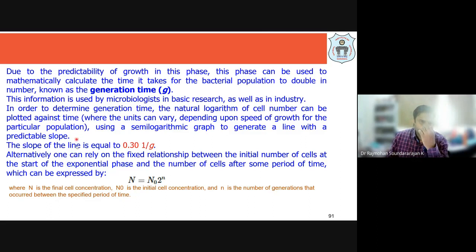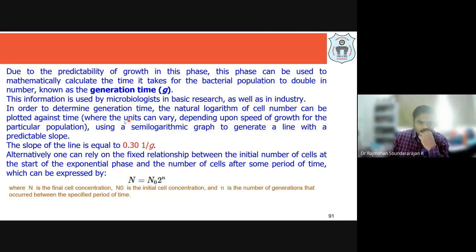So actually, due to the predictability of the growth in this phase, this phase can be used to mathematically calculate the time it takes for the bacterial population to double the number, which is called generation time. Generation time is how much time it takes to double its number. So the time it takes for the bacterial population to double is known as generation time, G. And this information is used by microbiologists in basic research as well as in industry.